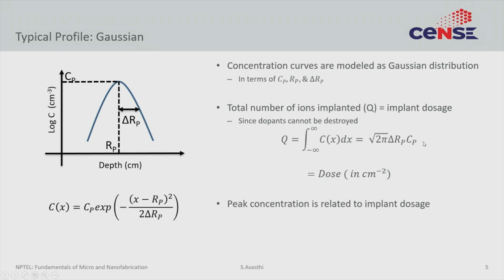So, increasing the dose tends to increase the peak concentration, right? So, peak concentration is directly related to dose. If you want higher doping, you just increase the dosage, you just implant more number of ions.